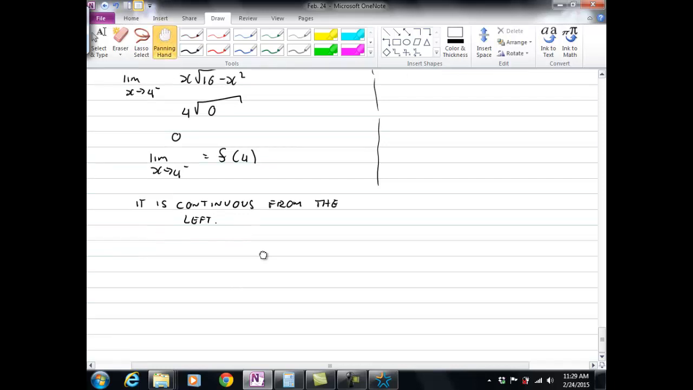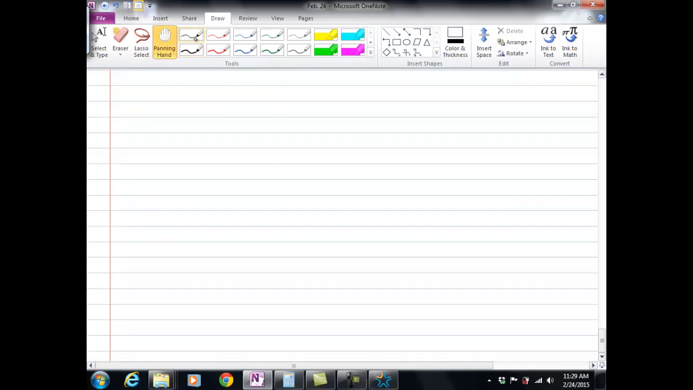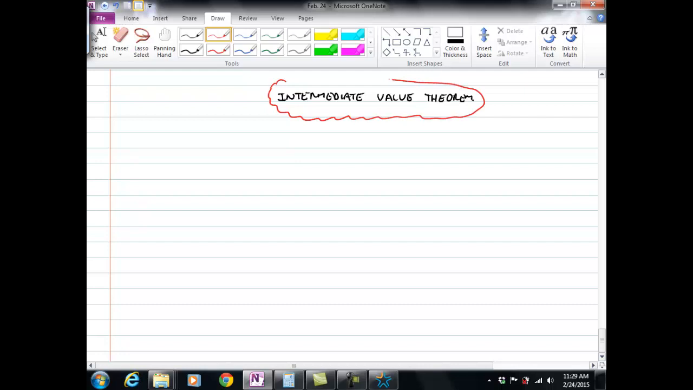The last part of continuity is something called the intermediate value theorem. And this is the last part. Intermediate value theorem. And this theorem states this. It's straight from your book. I'm going to give you a textbook definition. A lot of you won't be able to understand it, so I'm going to just explain it after.